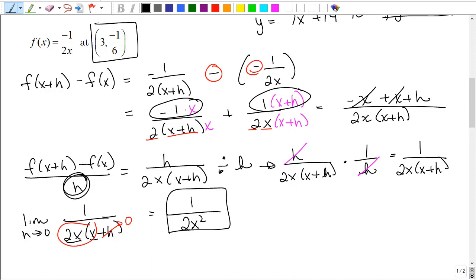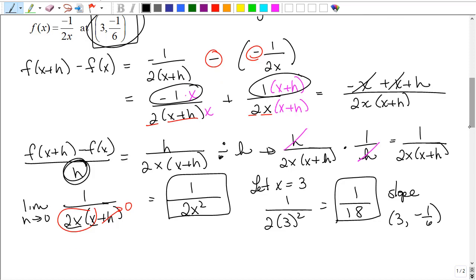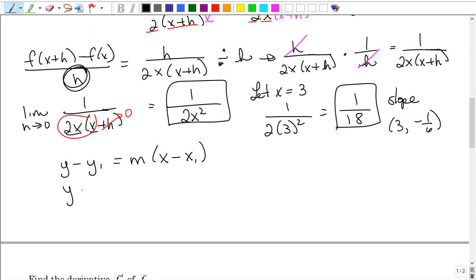Now I have to find the slope at a certain point. So now we're going to let x equal 3. So 1 over 2 times 3 squared is 1 over 18. So that's the slope at that point. So now I need an equation of a line. So I have the point 3, negative 1/6, and I have a slope of 1/18. So I have y minus a minus 1/6 equals my slope times x minus 3.